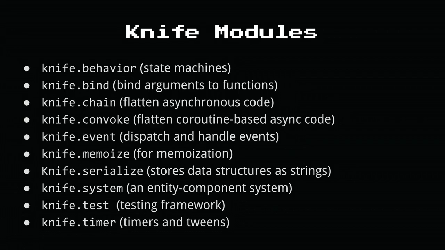Knife.chain, we'll see actually how that can be used coming up later. Convoke is for coroutines. We'll see coroutines in the context of Unity, but basically they're functions that can pause their state for later.